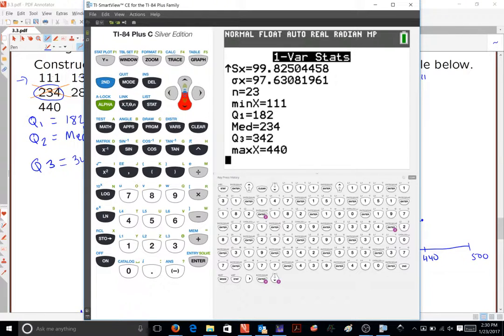Any questions on how to do that on your calculator? We good with that?